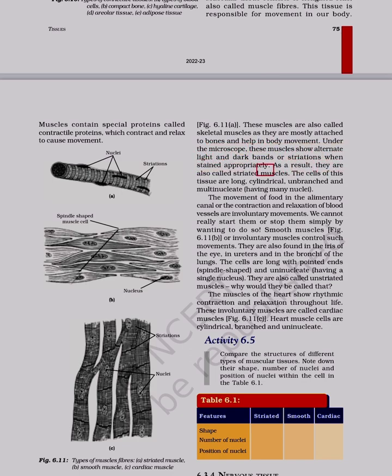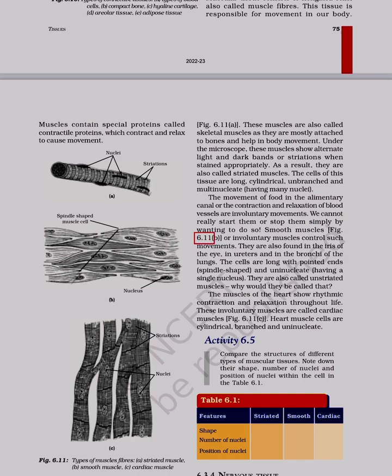As a result, they are also called striated muscles. The cells of this tissue are long, cylindrical, unbranched and multinucleate, having many nuclei. The movement of food in the alimentary canal or the contraction and relaxation of blood vessels are involuntary movements. We cannot really start them or stop them simply by wanting to do so.